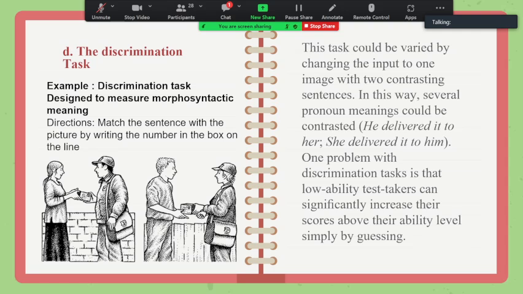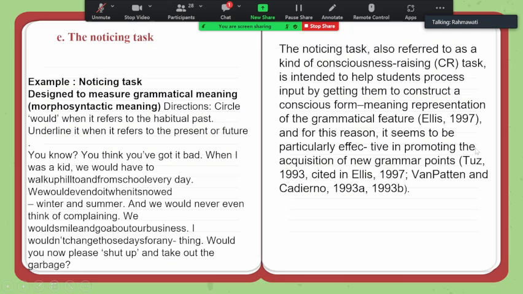Put to one image with two contrasting sentences. In this way, several pronoun meanings could be constructed. He delivered it to her. She delivered it to him. One problem with discrimination tasks is that low ability test takers can significantly increase their scores above their ability level simply by guessing.